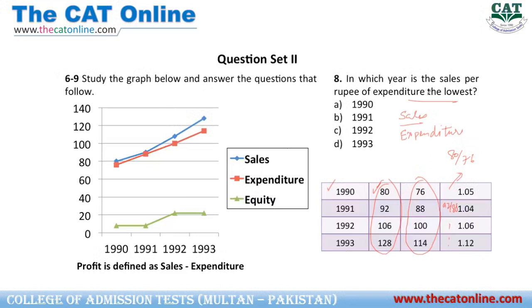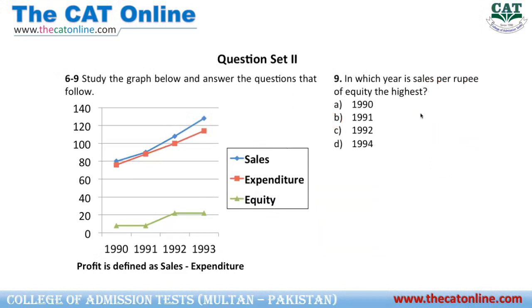So we have to find out when this ratio was the lowest. This was lowest in the year 1991. So the B part here is the right answer option. Let's look at the next question in the set.